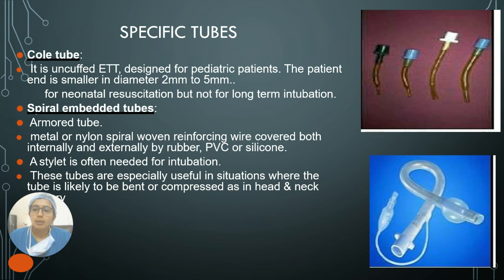Spiral embedded tubes or armored tubes. Metal or nylon spiral woven reinforcing wire covered both internally and externally by rubber, PVC or silicone. The stylet is often needed for intubation. Spiral tubes are also called reinforced tubes. These tubes are especially useful in situations where the tube is likely to be bent or compressed, as in head and neck surgeries or when the patient is placed in a prone position.